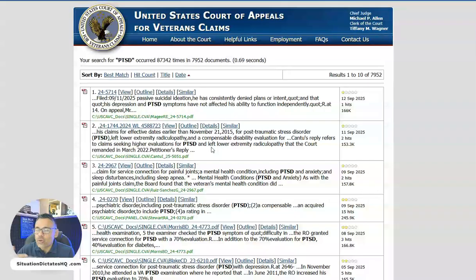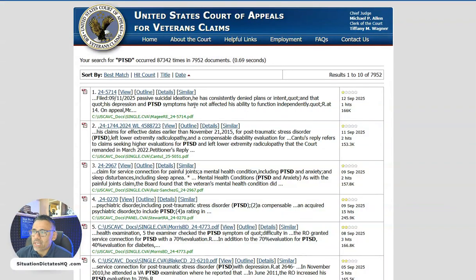In order to look for something, first, you want to use a good keyword, most likely the health condition you're looking for court cases on. Then, if you want the most recently decided cases, hit date twice. Right here it says filed September 11th, 2025, passive suicidal ideation. He has consistently denied plans or intent, and his depression and PTSD symptoms have not affected his ability to function independently, and so forth.